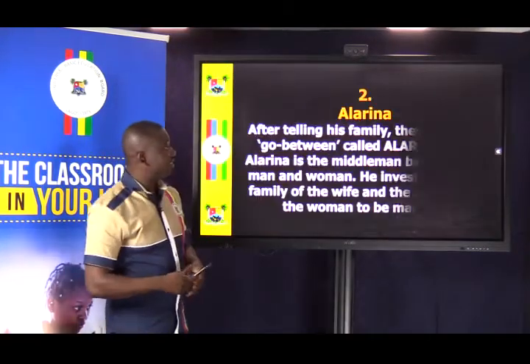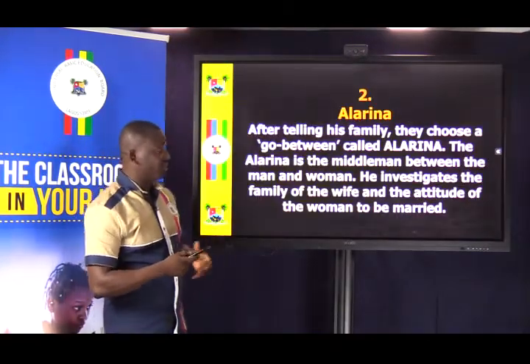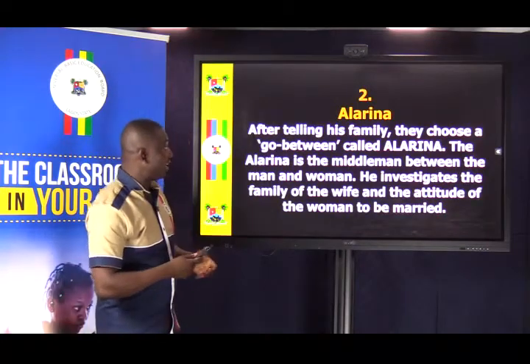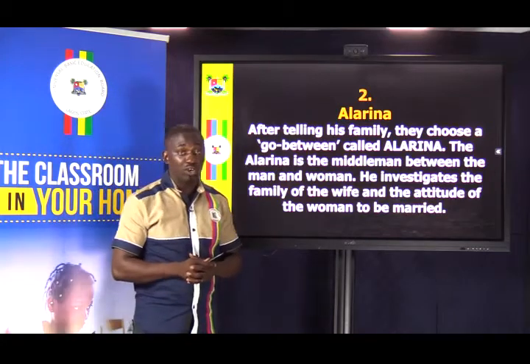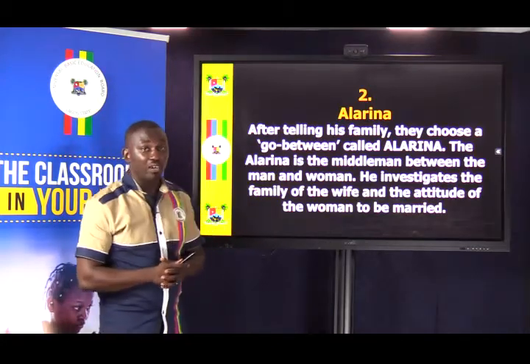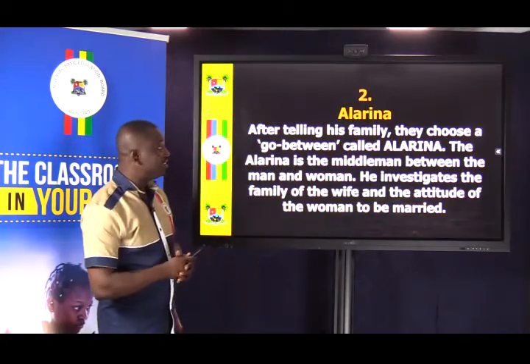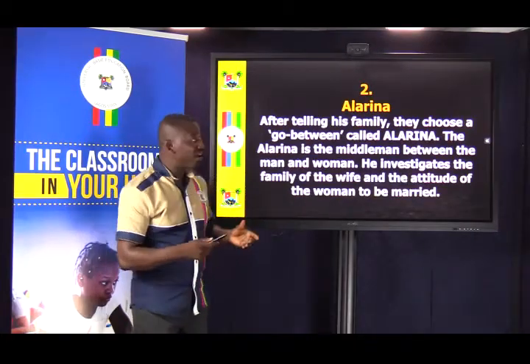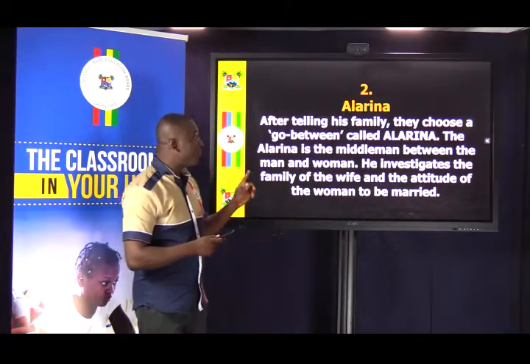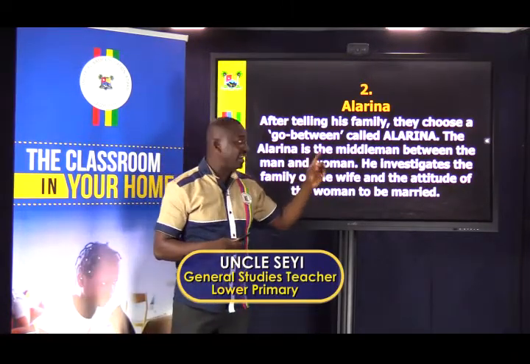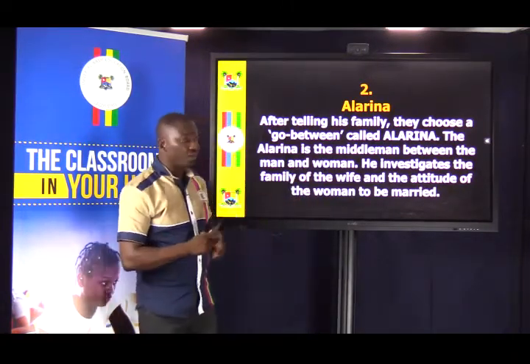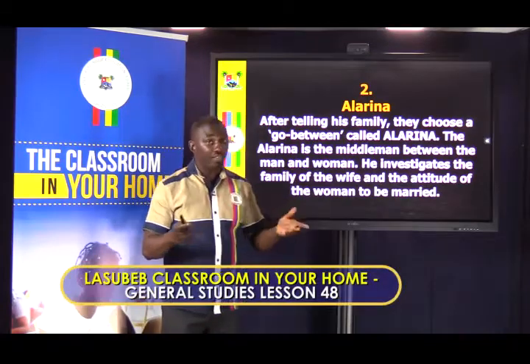All right. So the second stage is the alarino. Okay? The alarino. After the man has decided on going on with the marriage or getting married to the woman of his choice, he then informs his family, and the family choose a go-between, and that person is referred to as the alarino. Okay? The person is called what? Alarino. It could be a man, it could be a woman.